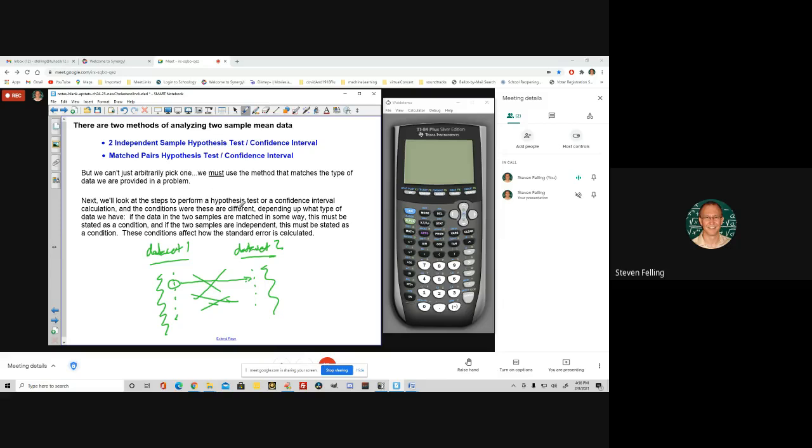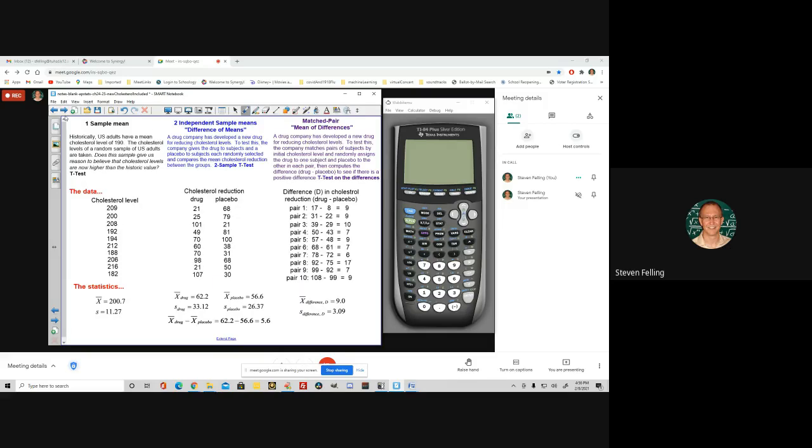So next, we're going to actually look at the steps for performing a hypothesis test or a confidence interval. We're going to find that the conditions are different depending on what type of data we're dealing with. So the first question we're always going to ask when we do an example problem is, what kind of data are we dealing with? Okay. All right, so this is more like the way the problems would be structured in the class, because we're not going to actually conduct experiments necessarily.